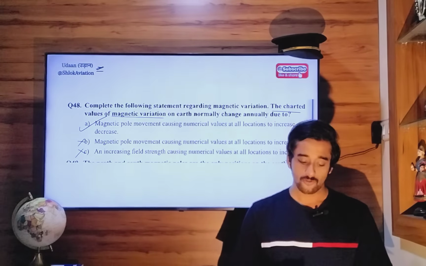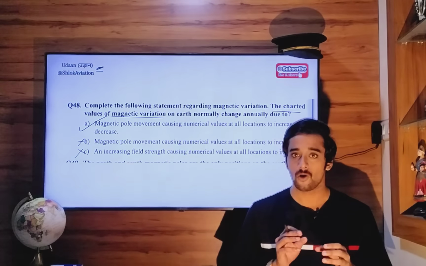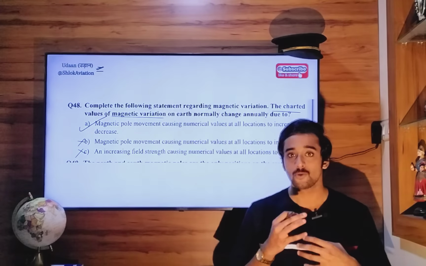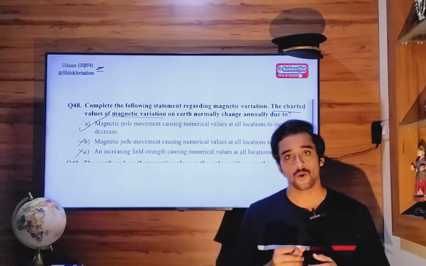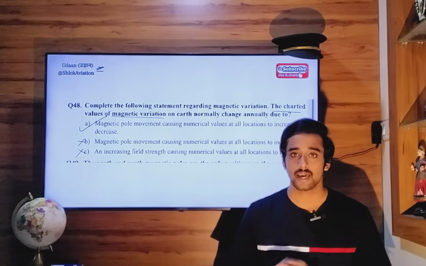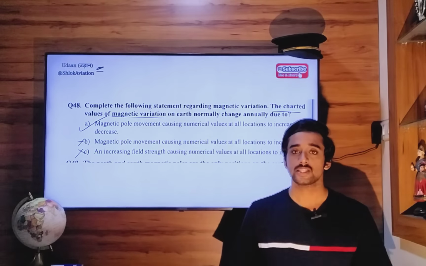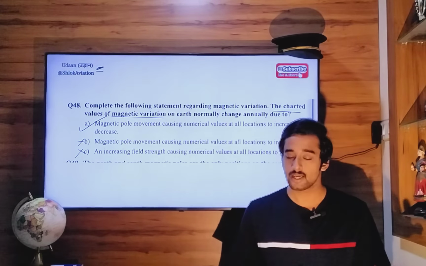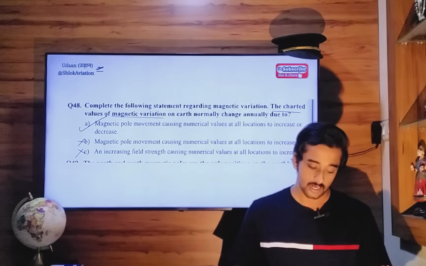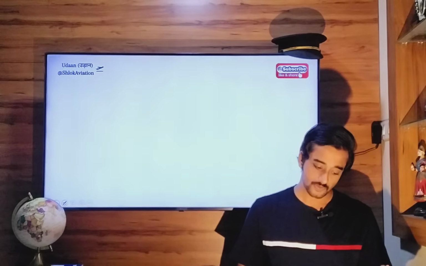So we all know that magnetic poles keep moving. Okay. And this shift in magnetic poles causes a change in variation time and again. And this variation can either increase or decrease. Sometimes it can increase, other times it can decrease.